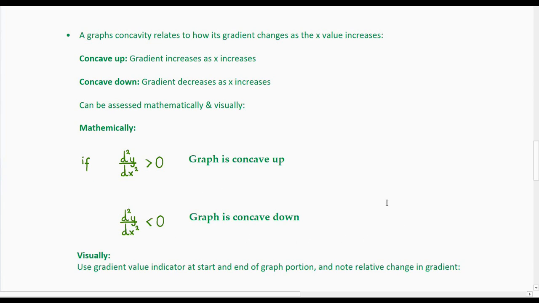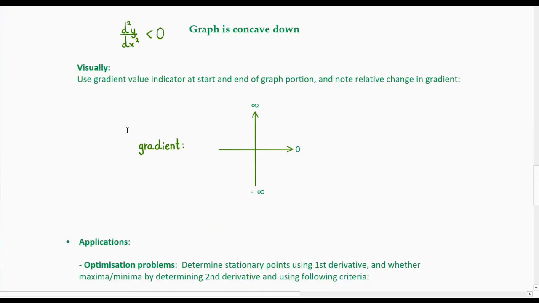Then there's a visual method of determining the concavity, and that's by using this gradient diagram, which shows the value you get for a gradient at a point based on how the graph looks at the point. So if it's a horizontal line, the gradient would be 0. If it's a vertical line going upwards, the gradient is infinity, and if it's a vertical line going downwards, you get negative infinity. So you'd place this diagram, or you'd draw it in your case, at the very beginning and at the very end of the curve portion for which you want to determine the concavity.